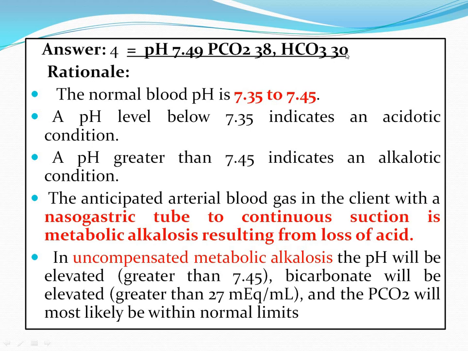Think about metabolic alkalosis. So what is meant by alkalosis? The blood pH between 7.35 to 7.45 is normal. If it is above 7.45, that is alkalosis. If it is below 7.35, it means it is an acidotic condition. So the pH 7.49 means it is alkalosis. Then we should reach the answer metabolic alkalosis.